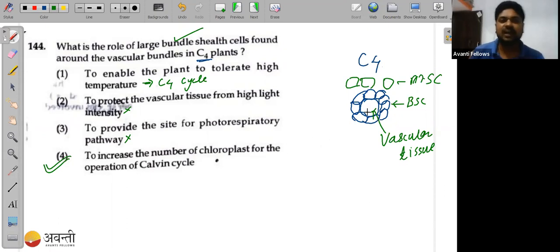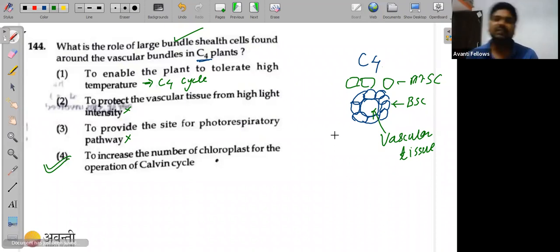ठीक है, so यहाँ पर क्या होगा? In case of BSC, there are a lot of chloroplasts, and these chloroplasts are important for the operation of the Calvin cycle. ठीक है, Calvin cycle का operation यहाँ पर properly हो सके, because Rubisco is present in the BSC, not in the MSC. मेसोफिल सेल के अंदर Rubisco present नहीं रहेगा. In case of MSC there is the carbon acceptor, वहां पर PEP रहेगा, phosphoenolpyruvate. It is converted into oxaloacetic acid.